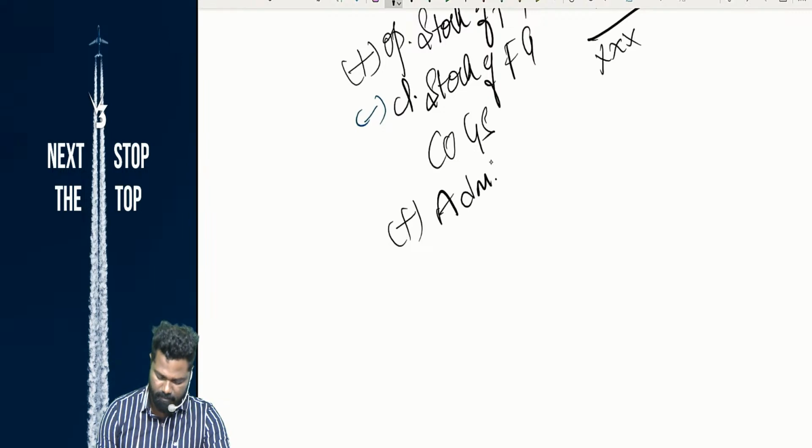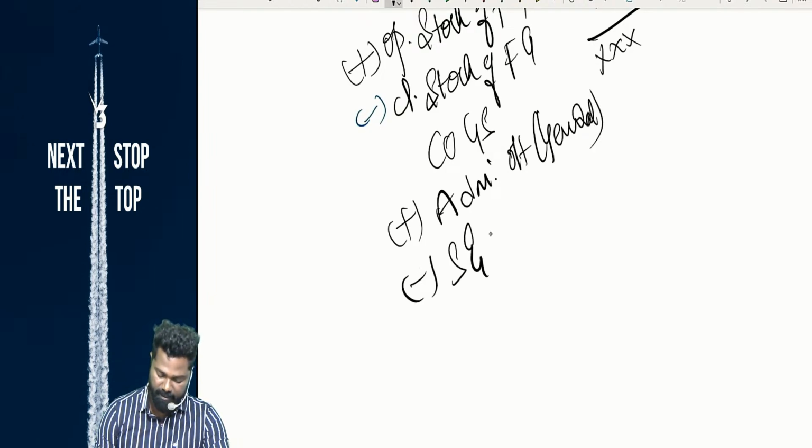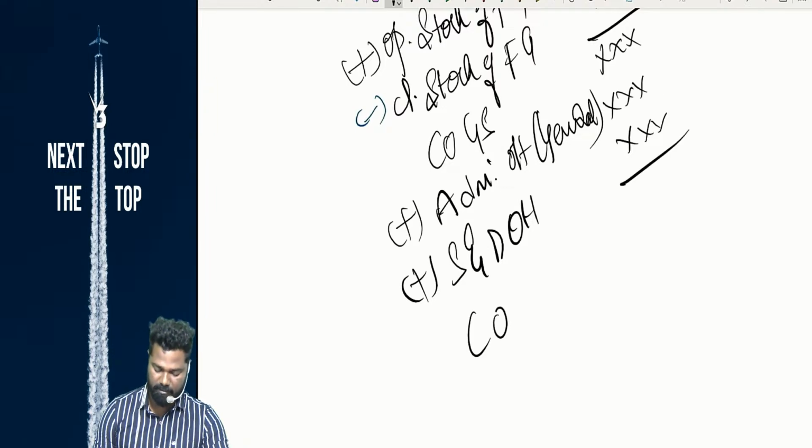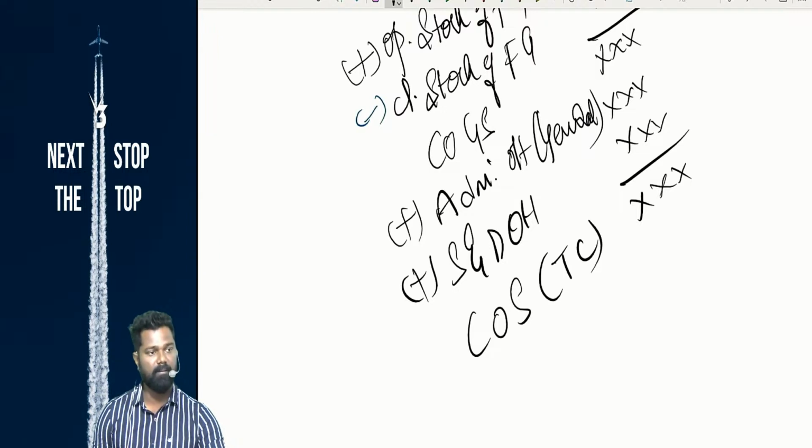Administration overheads. What is that bracket? General. Minus what? Selling and distribution overheads. Oh sorry. Okay. चलो ये क्या आएगा? Cost of sales. Can I call it the total cost?